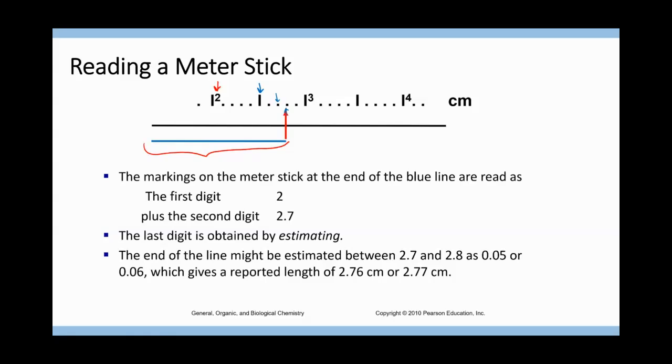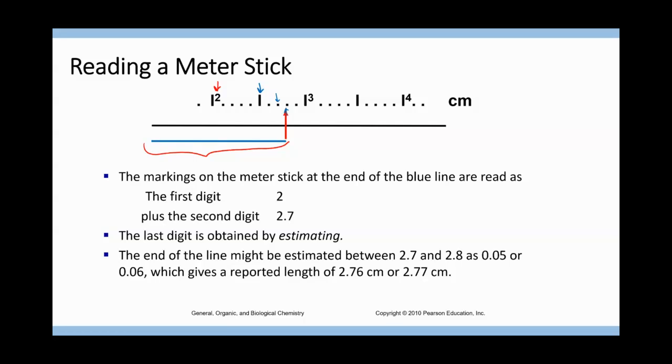So we have 3 digits here. The first digit is 2. We know that we're past 2 centimeters. We know that we're past 2.7 centimeters. Both of those digits are certain, and then the last digit we estimate, and that's between 2.7 and 2.8. So we could report this length as 2.76, 2.77, 2.78. Those are all estimated digits for that very last significant digit. And that's as precise as we can get with this meter stick.